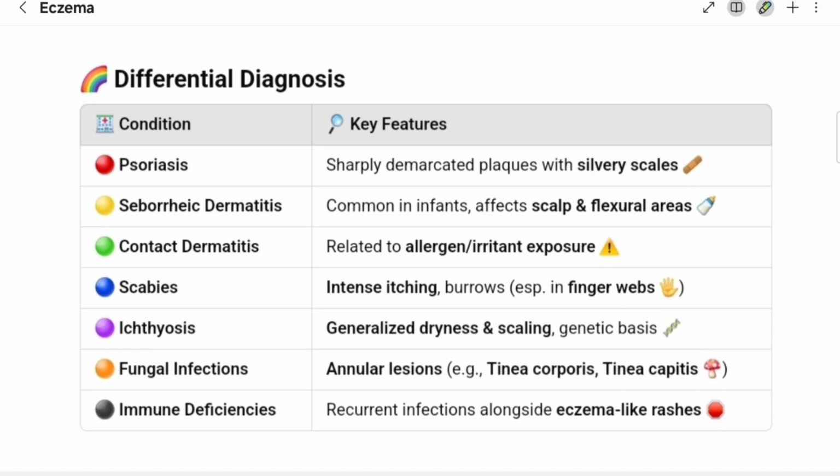But in psoriasis, the key features are sharply demarcated plaques with silvery scales. With silvery scales is the key term. It is not like the atopic dermatitis. In seborrheic dermatitis, it is also common in infants, affects scalp and flexural areas. Here we can see the white rashes. Contact dermatitis is related to allergen and irritant exposure. The diagnoses are different from atopic dermatitis.